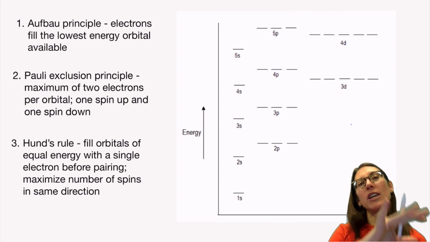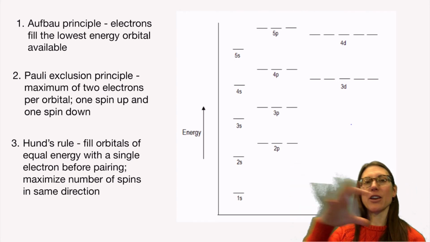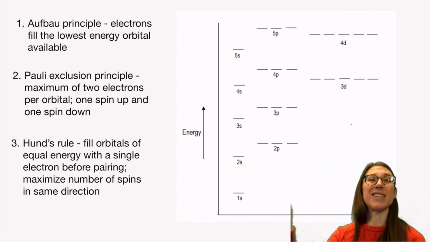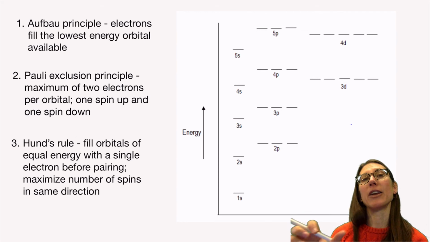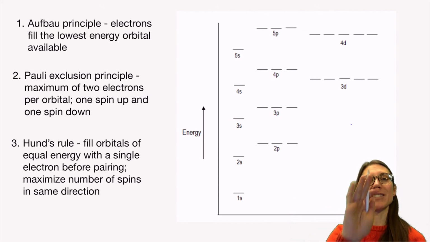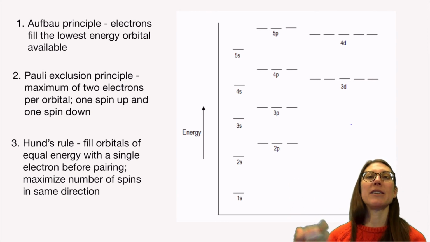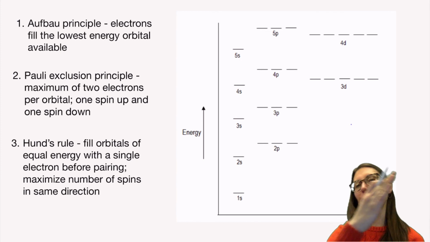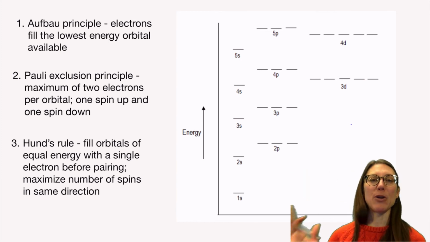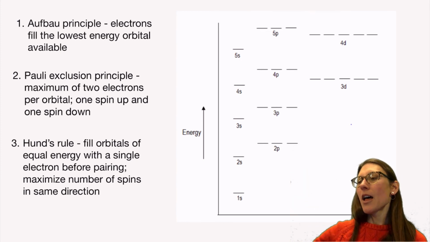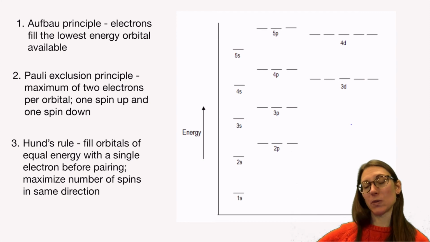Third rule, when you get to orbitals like the 3p, where you've got multiple orbitals in the same subshell and so they have the same energy, you need to put your electrons in singly. So you spread them out before you go back and start pairing them up. And you want to make sure you're maximizing spins pointing in the same direction. So you'll fill them all spin up and then go back and fill them all spin down. Let me show you how we use these rules.